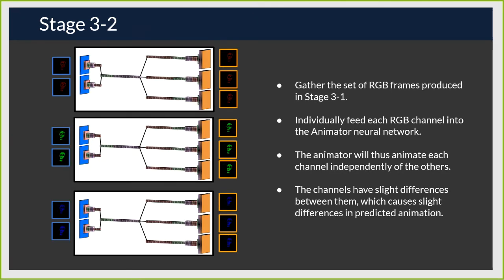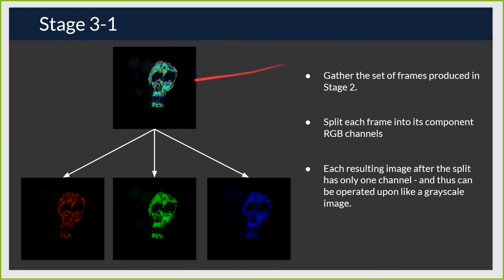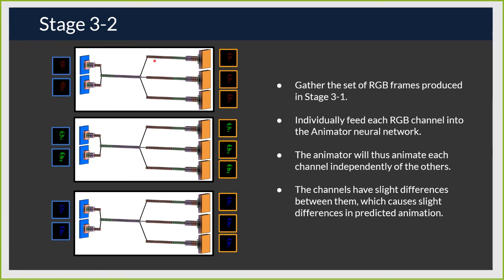So what we do is we then run each of these image channels through the Animator neural network again, and we have the Animator neural network operate independently on each channel, so that it predicts the animation on each channel. Now, an important thing to point out is that by the nature of color channels, there will be slight differences between each of these color channels, and you can even see that, where the red channel looks slightly different from the green channel, which looks slightly different from the blue channel. This is important because when we feed them through the Animator neural network, the resulting images for each channel will also be slightly different from each other, because we've given slightly different inputs, and thus it makes sense that they would also generate slightly different outputs.